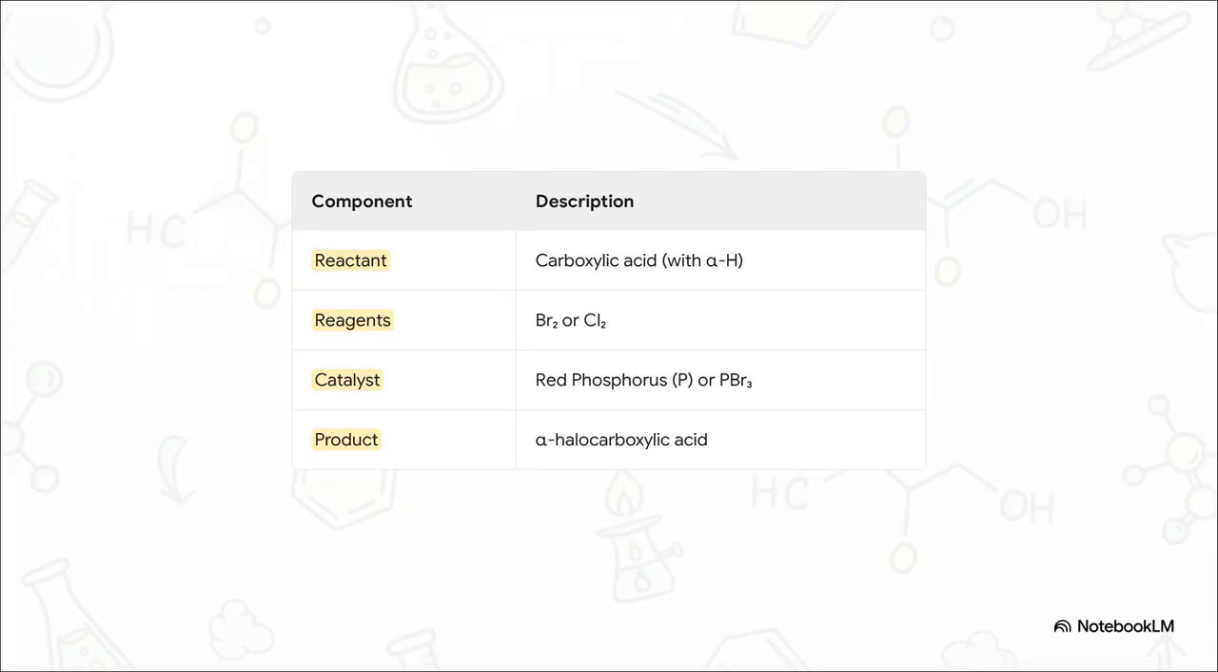And look, this table is basically your cheat sheet for the exam. It's got everything you need to know. Your reactant has to have an alpha hydrogen. You use a halogen like bromine plus a phosphorus catalyst, and your product is an alpha halocarboxylic acid. You'll definitely want to have this one memorized.